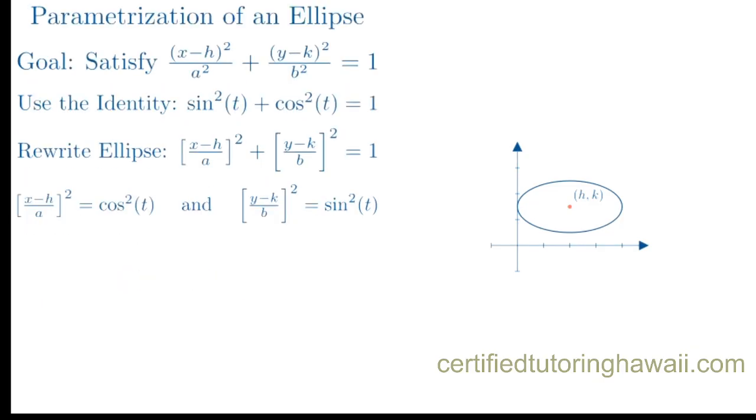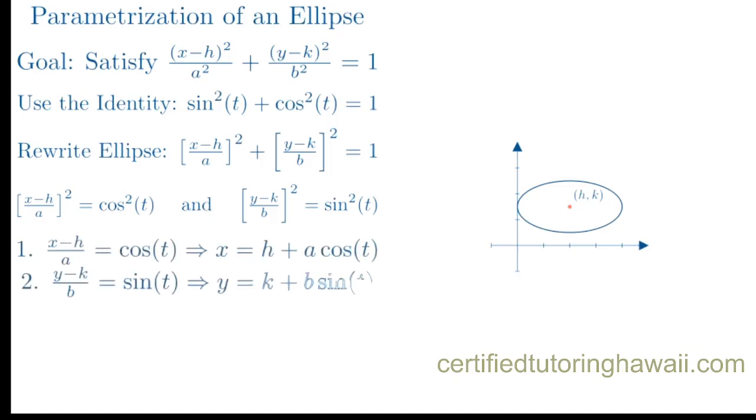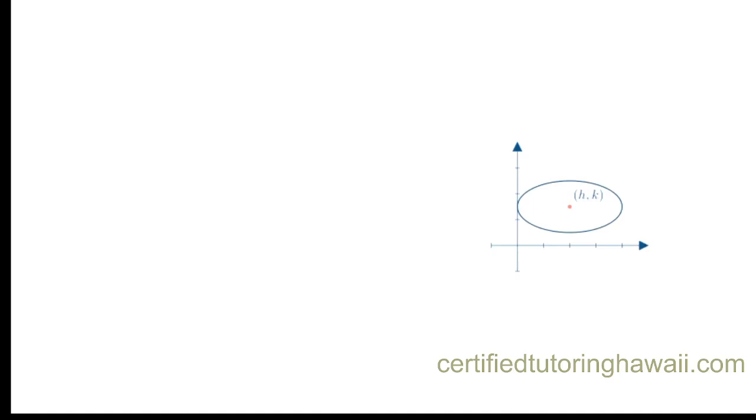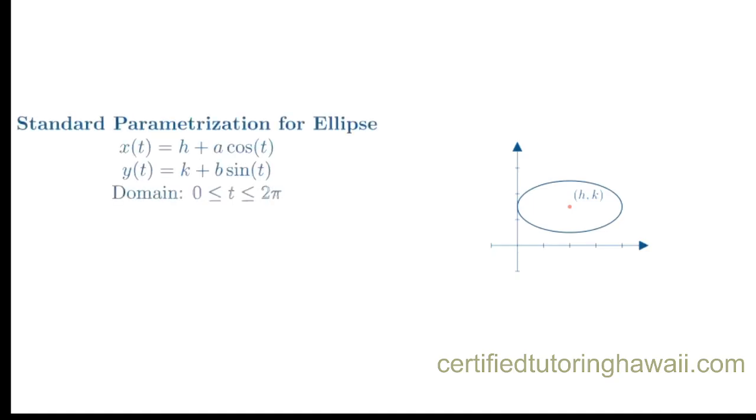This gives us two equations: x minus h over a equals cosine of t, and y minus k over b equals sine of t. A little algebra solves for x and y. And there you have it, the standard parametric form for an ellipse. The parameter t, often called the angle, usually ranges from 0 to 2 pi to trace the entire curve once. The center of the ellipse is at h, k.